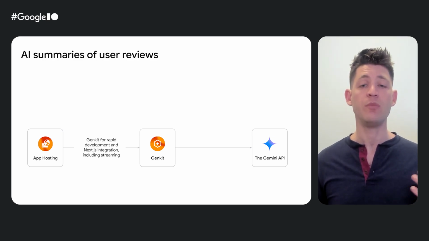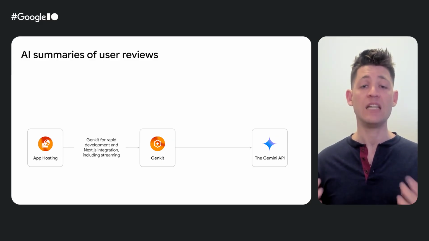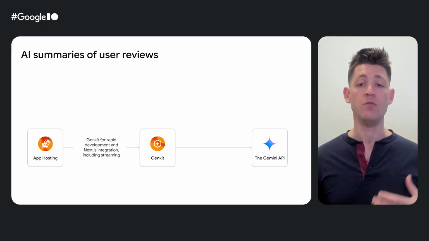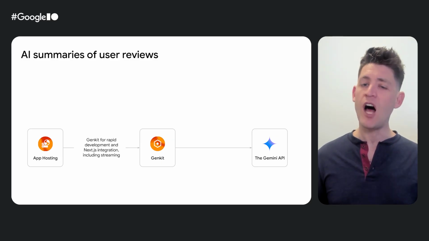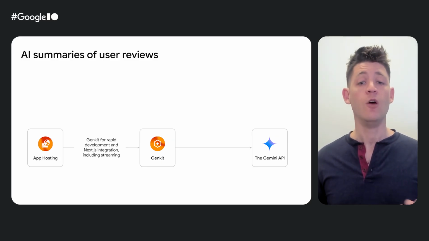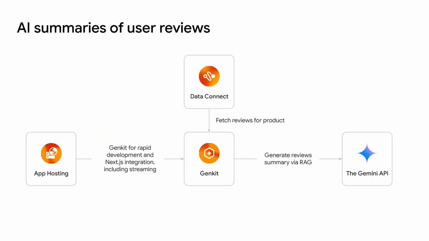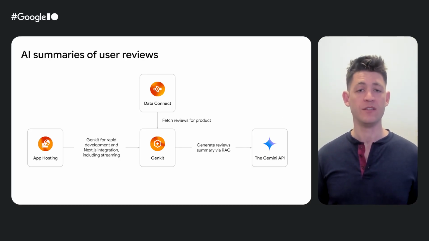Genkit comes with a UI playground to help you tinker with prompts and models and parameters until you get the AI responses you're looking for. Genkit also gives you monitoring and tracing insights in the Firebase console. The most common primitive of Genkit is a flow, which represents an AI-powered workload. In our e-commerce app, we can create a flow that queries Data Connect for reviews of a particular product and then feeds them into any model. Here we'll use Gemini for a RAG-based summary of the reviews.